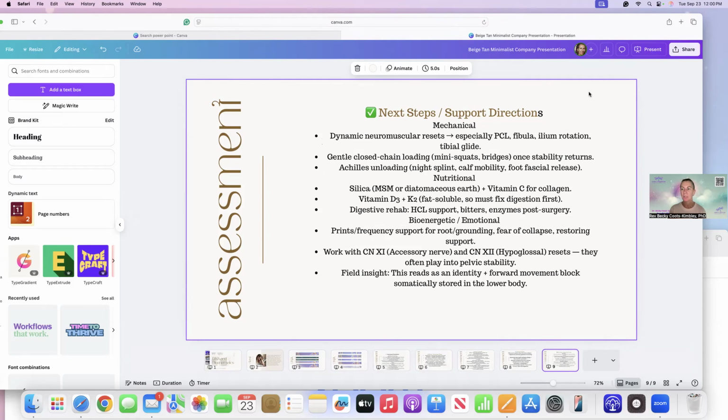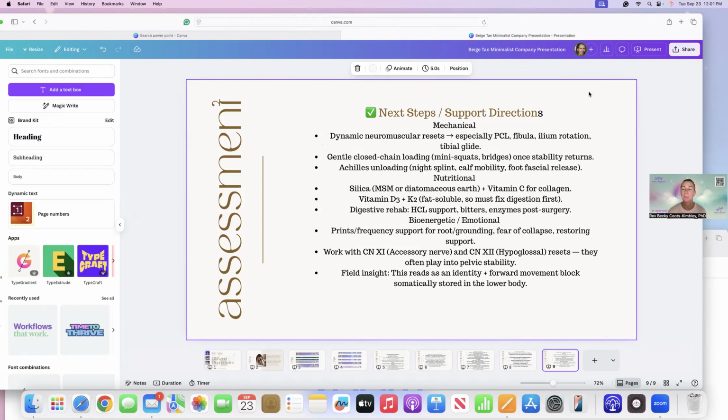So we are moving just in a sagittal plane first, forward and back, to try to get some of the joint mechanics moving before we introduce any type of rotation. We are also moving towards gentle closed chain loading, so some mini squats and bridges. We are practicing Achilles unloading, so doing calf mobility and some foot fascial release. This person is also doing some tibial nerve glides to try to open up that tibial nerve that is getting compressed.